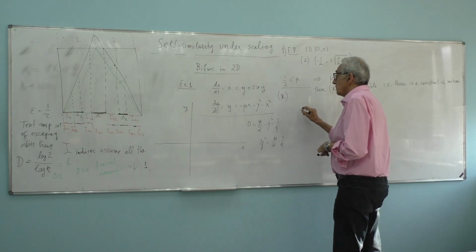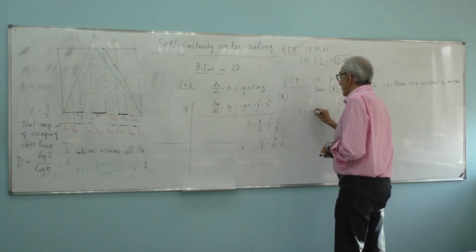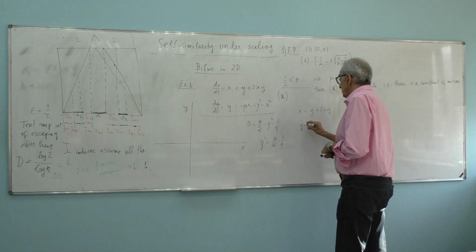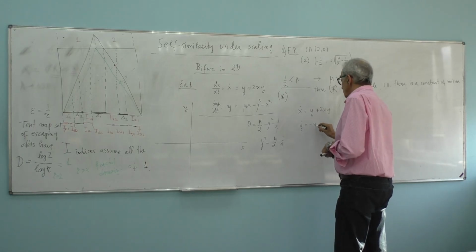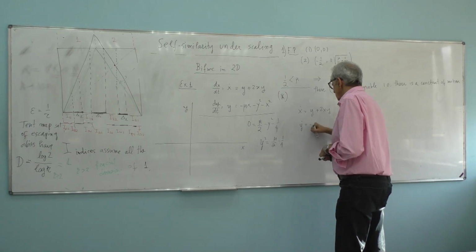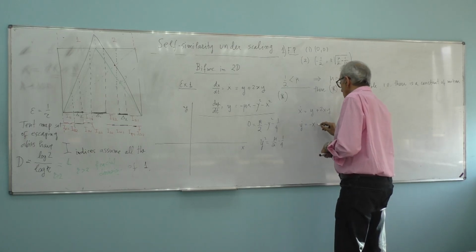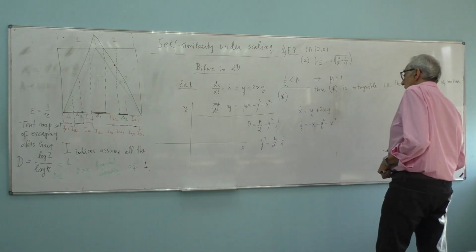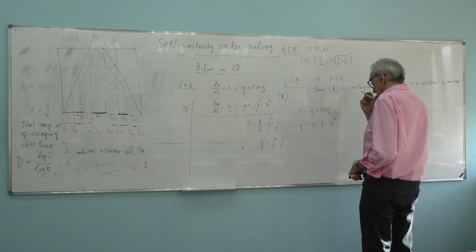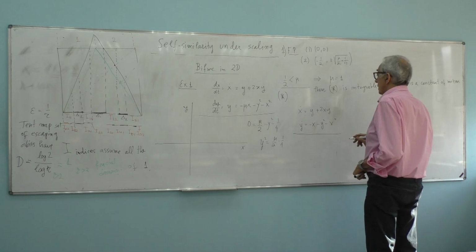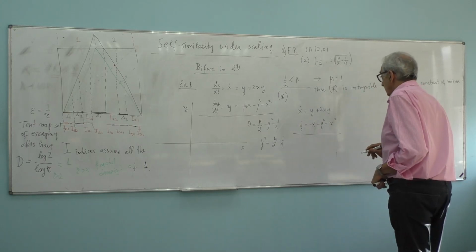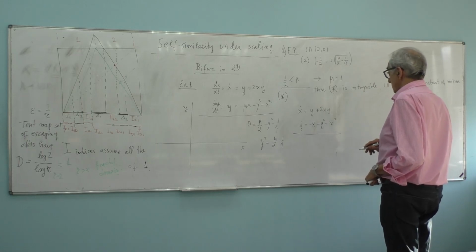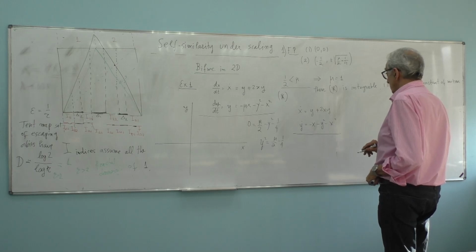I have, let's write it again, x dot equals y plus 2xy, y dot equals minus x, let's see, minus y squared minus x squared. See? And now, what do you see I can do here? There is a potential. Let me write.